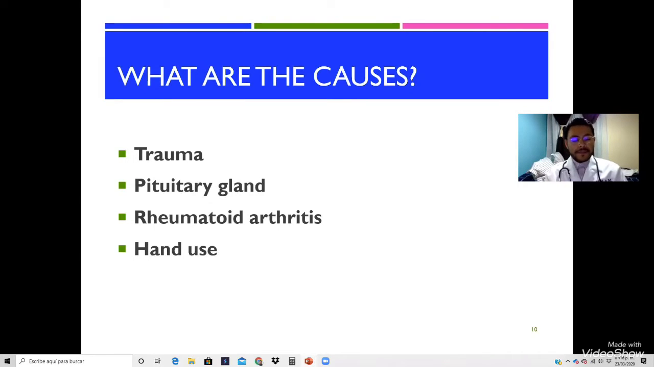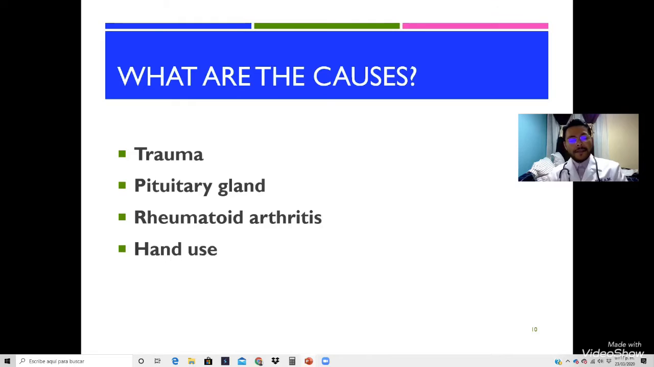Carpal tunnel syndrome is often the result of a combination of factors that reduce the available space for the median nerve within the carpal tunnel, rather than a problem with the nerve itself. Most cases of carpal tunnel syndrome are caused by a combination of factors. Some studies show that women and older people are more likely to develop this condition.